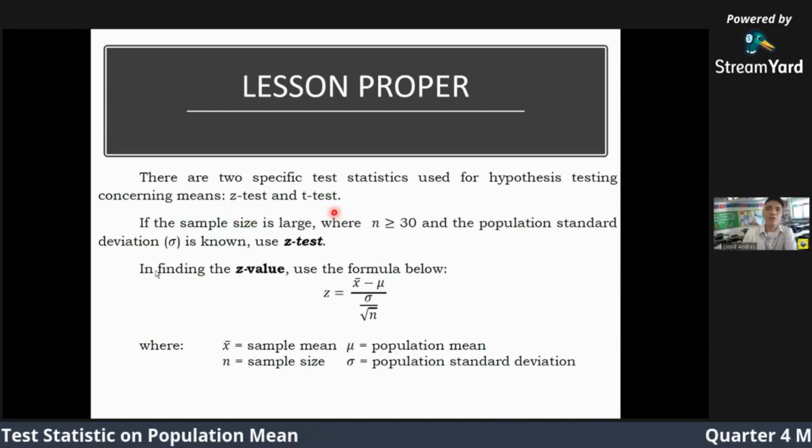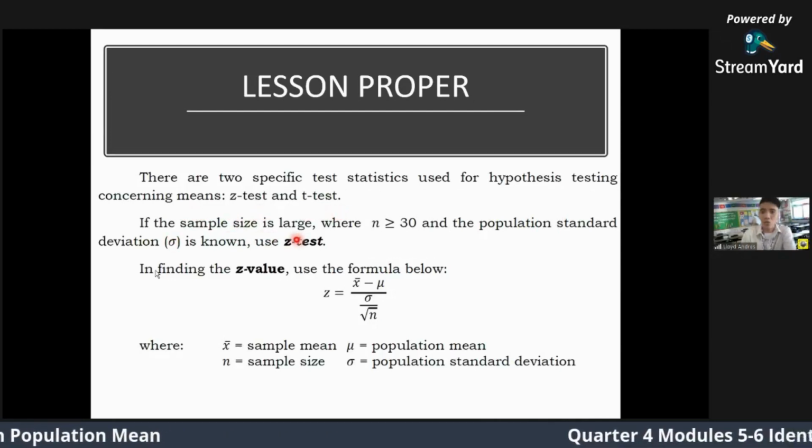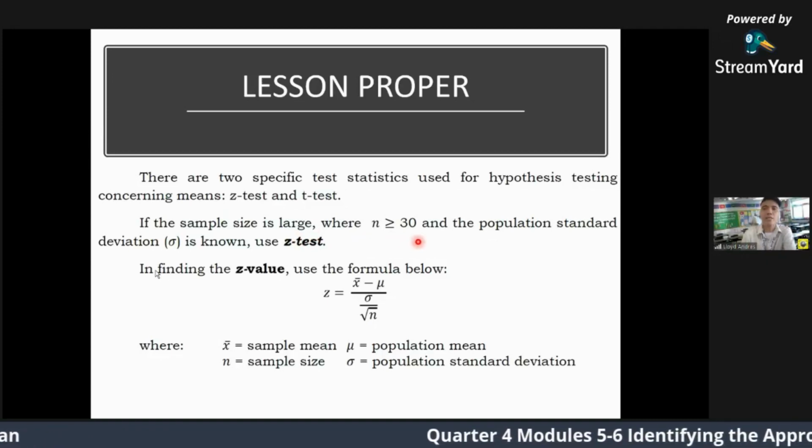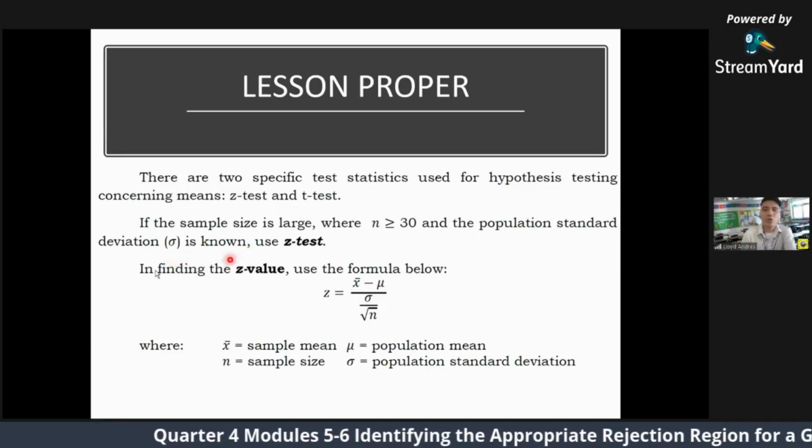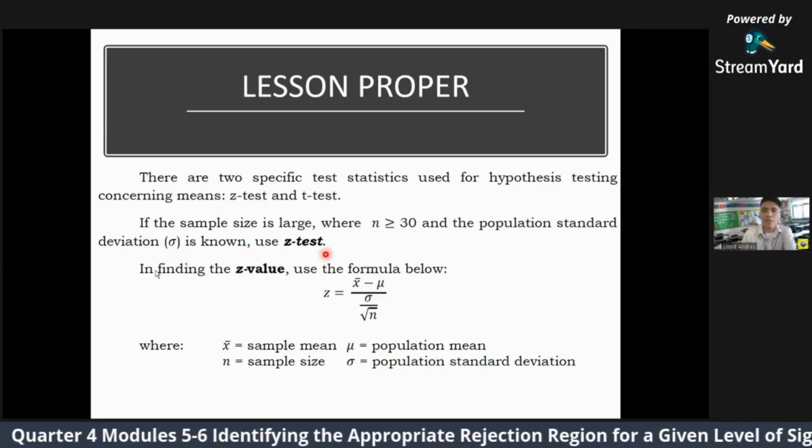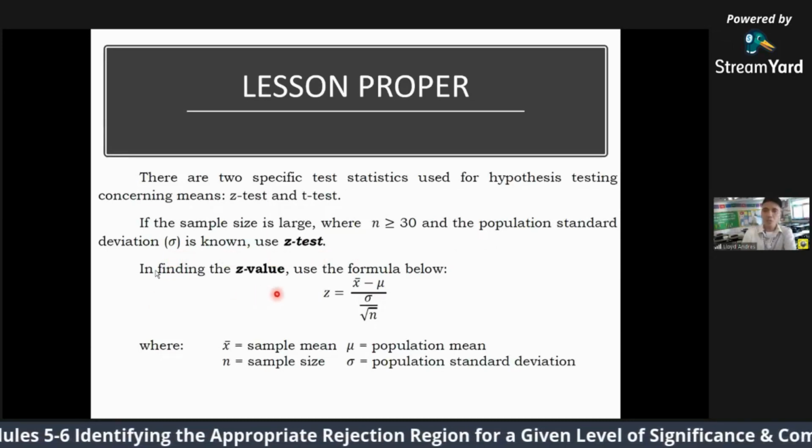Again, if the sample size is large, where n is greater than 30, and the population standard deviation, or sigma, is known, we use Z-test. In finding the Z value, use the formula below.